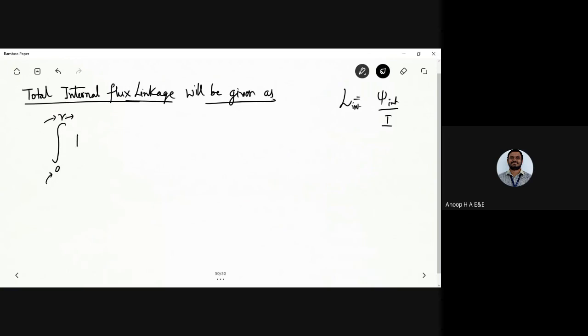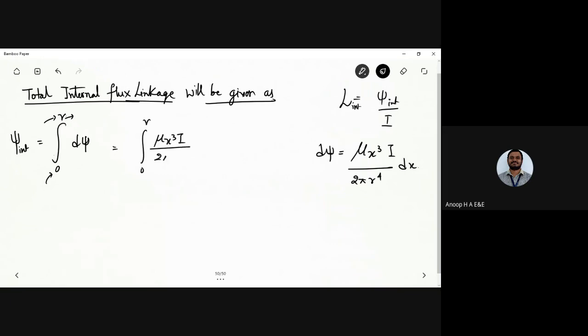All right, so phi internal would be the integral from 0 to r of d phi. Okay, so I'll be substituting for d phi. Let me write it down here again. d phi would be equal to mu into x cube into I divided by 2 pi r power 4 into dx. So the integral from 0 to r of mu x cube I divided by 2 pi r power 4 dx.